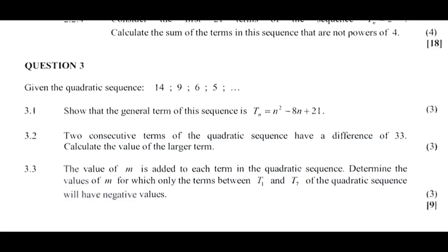3.3 says the value of m is added to each term in the quadratic sequence. Determine the values of m for which only the terms between T1 and T7 of the quadratic sequence will have negative values. This is a level 4 question. I'll show you how to solve. Guys, 3.3, level 4 question. He said the value of m is added to each term in the quadratic sequence. So we need to determine the value of m for which only the terms between T1 and T7 will have negative values.